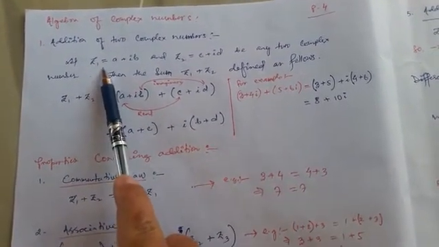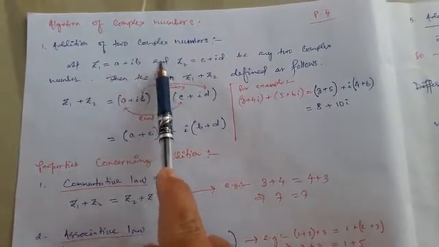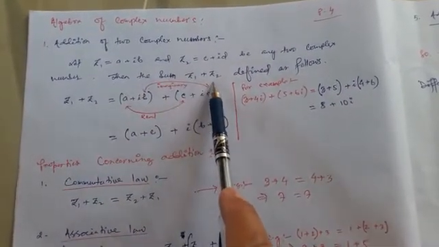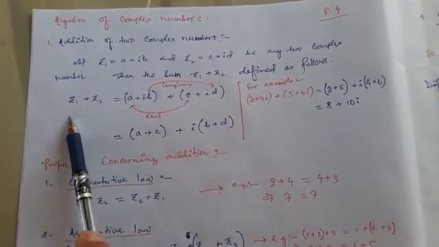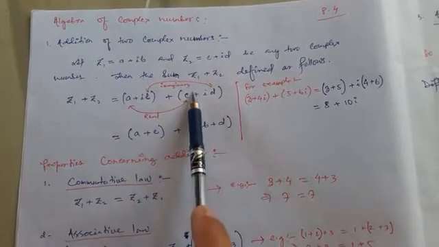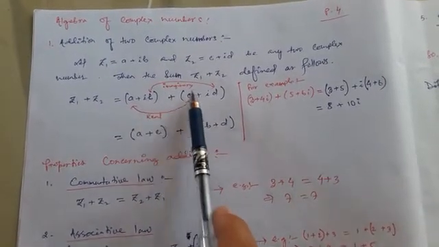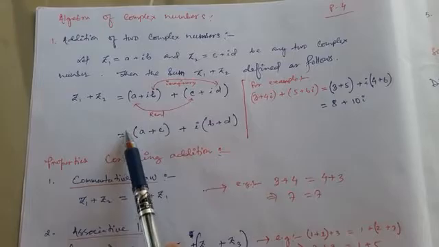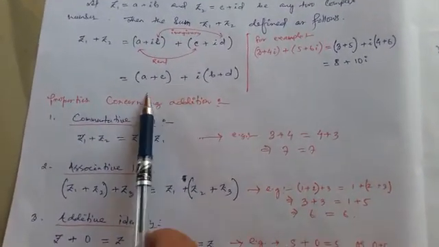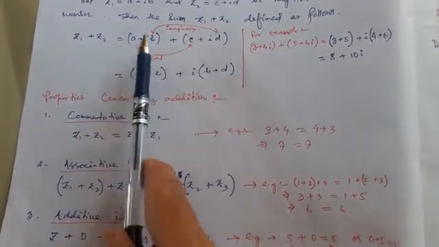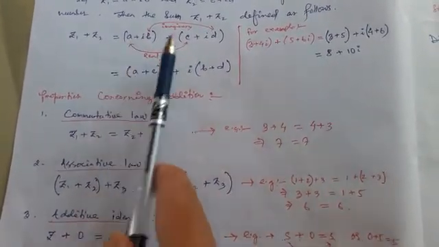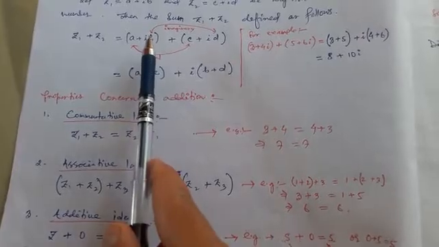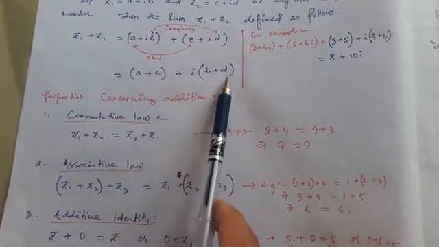Let z1 indicate the first complex number a plus ib, and another complex number be c plus id. These are two complex numbers, then the sum z1 plus z2 is defined as follows. When we add the two complex numbers, we have to add the real parts and the imaginary parts. We know that when we add two numbers, we have to add real parts. What is the real part here? A plus c. Then i is common, it indicates the imaginary part. What are the imaginary parts here? b and d, b plus d.